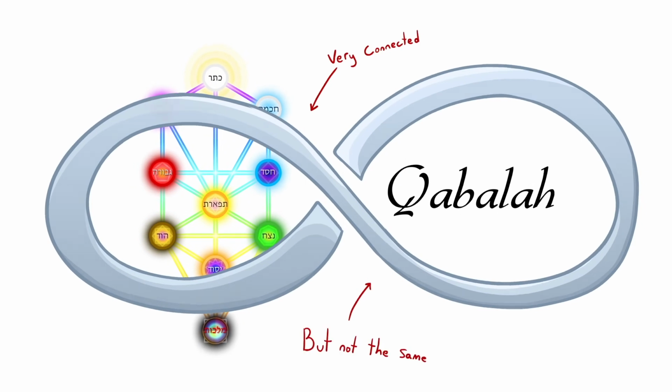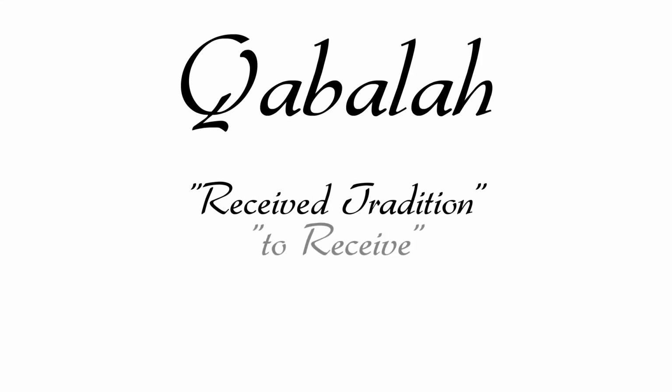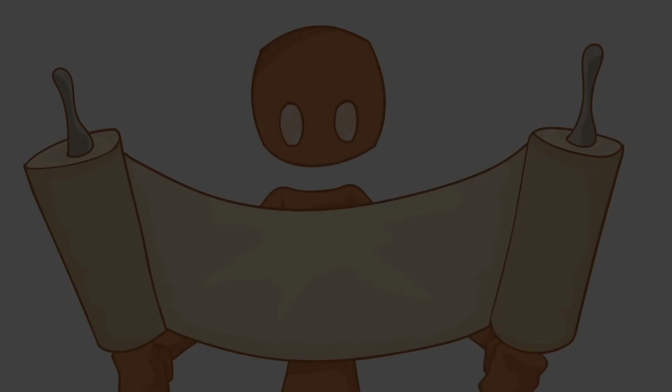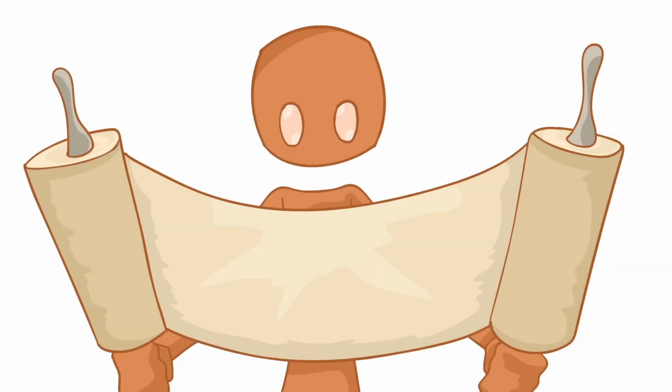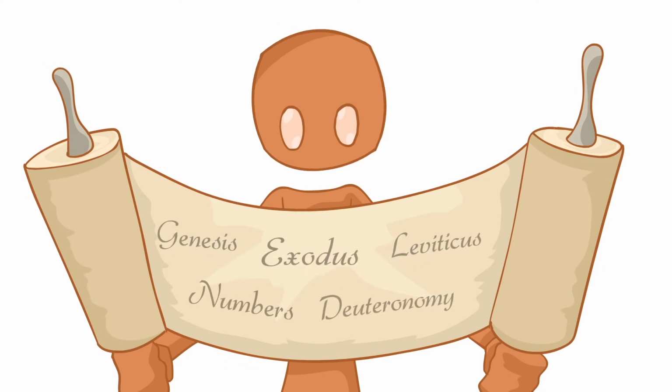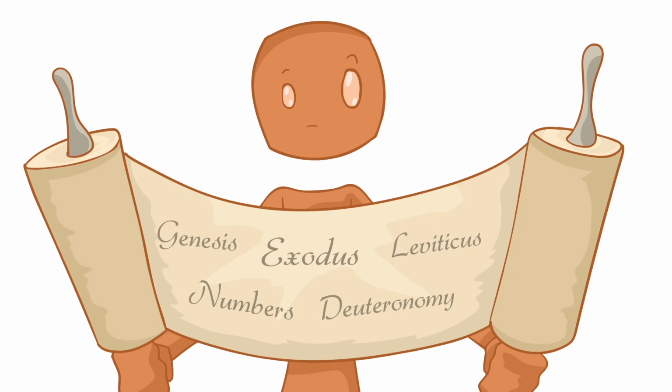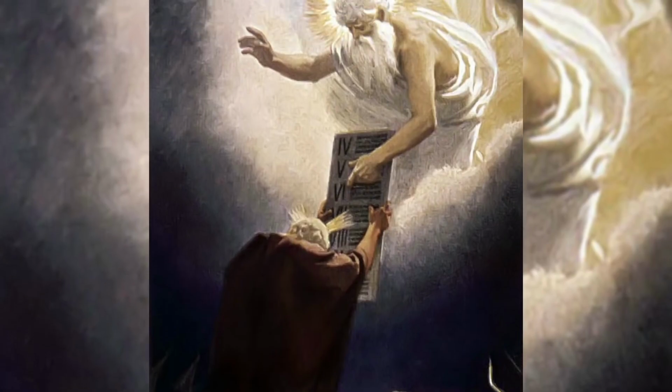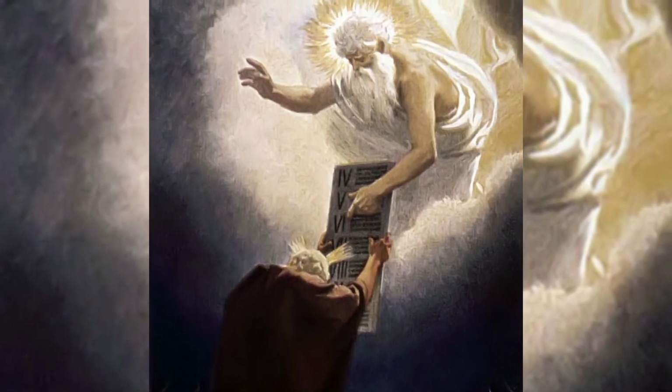You see, Kabbalah is actually a word which translates to received tradition, or simply to receive, and actually is an ancient esoteric interpretation of the Torah, which is what most of us would know as the first 5 books of the Old Testament. These received teachings have a mysterious origin, with some claiming that they were originally received by Moses when he was up on Mount Sinai.